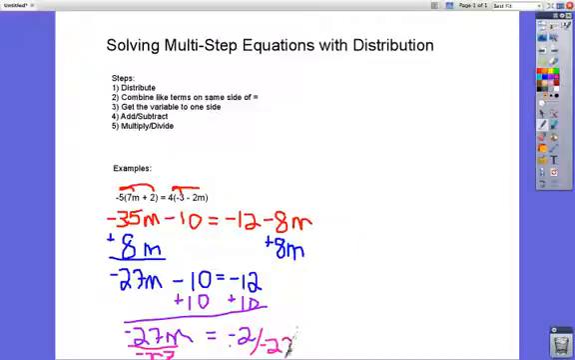Okay, but 27 can't go into 2. We can't even reduce the fraction. All we can do is get rid of the negatives because a negative divided by a negative is a positive. So our answer is m equals 2 over 27. Okay. And it's okay to have a fraction. Most of your problems today will have fractions on them.